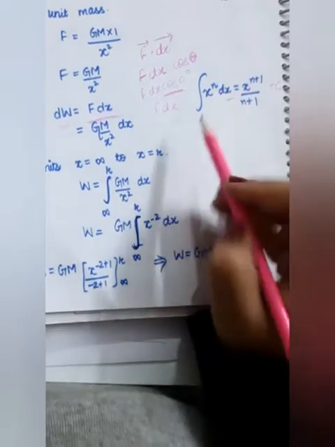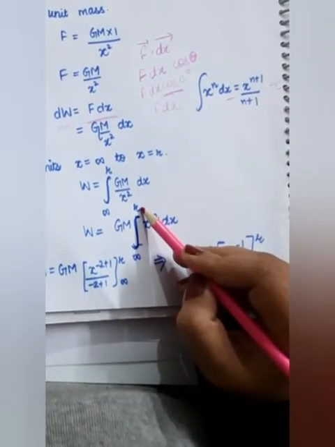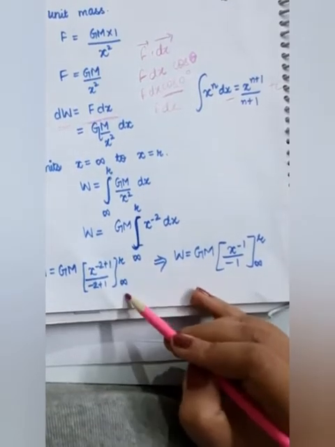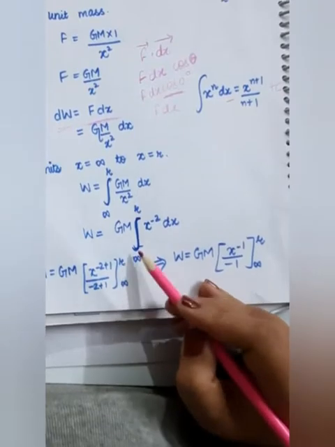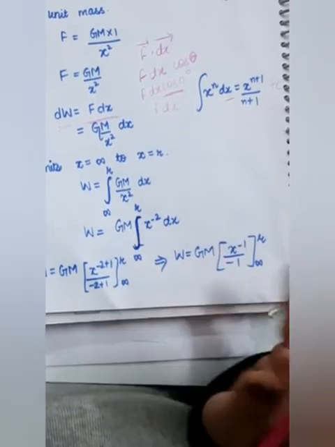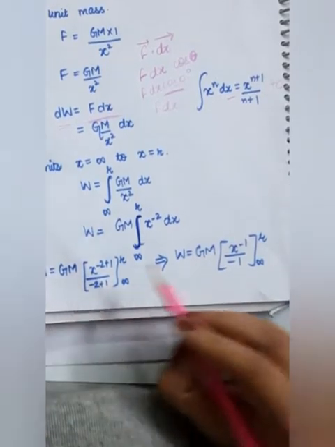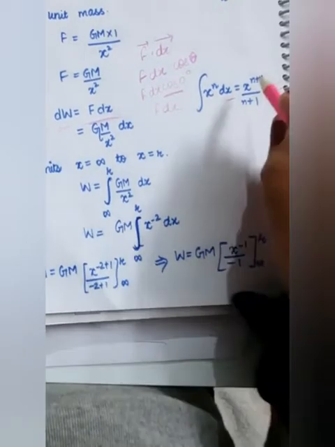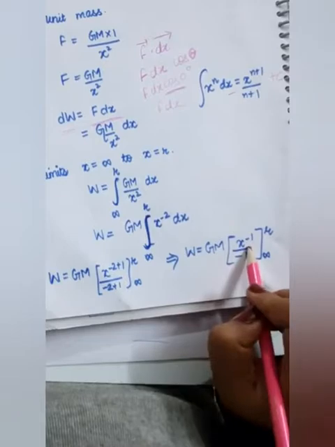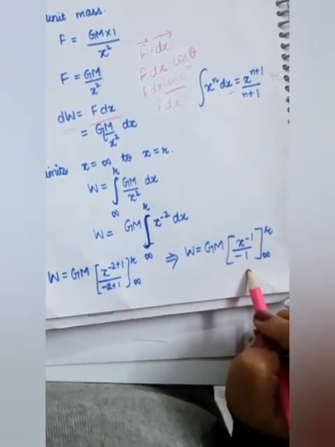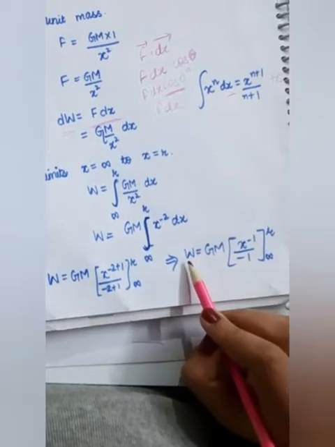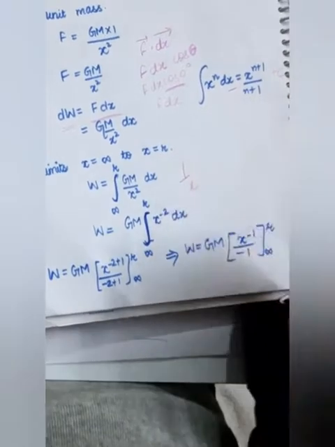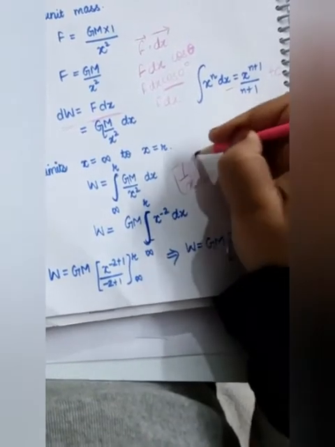I repeat, when there are limits to the integral, then the constant will not appear. These limits will be taken as it is, infinity to r. Whereas when you see no limits, then the constant has to appear. So this GM remains constant here. x raised to the power minus 2 plus 1, I've just applied this rule. Minus 2 plus 1 is minus 1. Again, minus 2 plus 1 is minus 1. Take this minus outside. So W is equal to minus GM, and this x to the power minus 1 can be written as 1 upon x, and the limits are infinity to r.